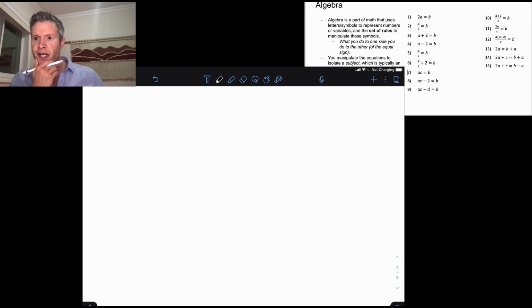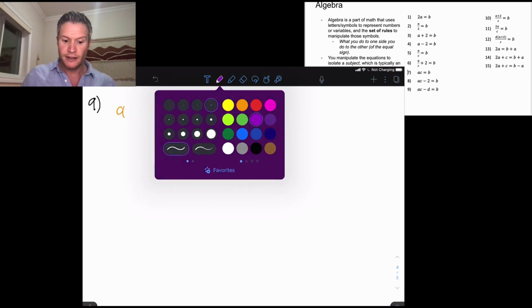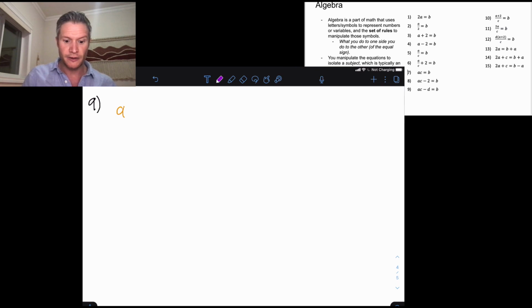Let's do number 9. I think that might be a good example. Okay, so number 9 on your sheet, what we have is, okay, so this will be the last one. A times C, AC, minus D equals B, right? Okay, so you look at this, and again, our goal is to try to isolate A.